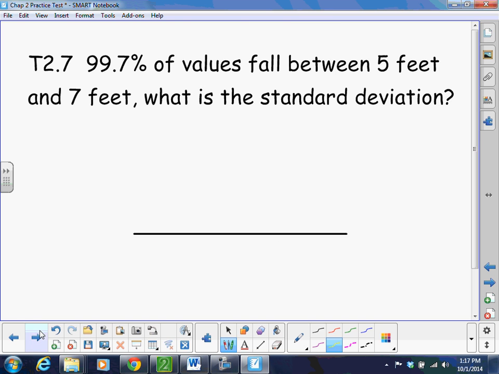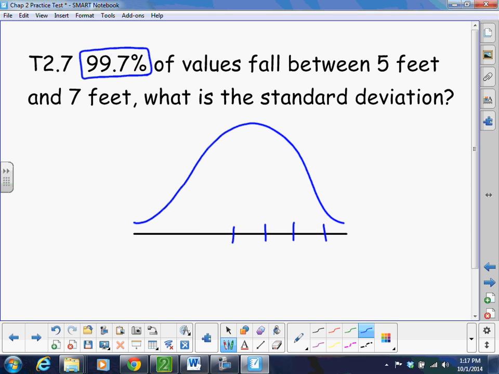Okay, number 7, dealing with heights. So they give you a little different information here. So let's get a sketch here. They're telling us 99.7%. As soon as you see that, that's reminding me of that empirical rule. It's the 68, 95, then 99.7 rule. So I'm automatically thinking, 1, 2, here's my mean here. 99.7% of values are within 3 standard deviations of the mean.